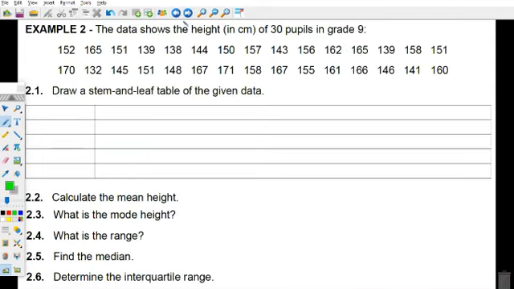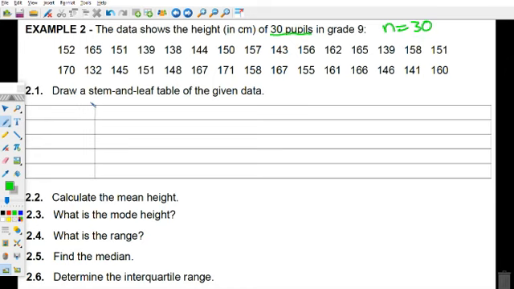Okay. Now, quickly, let's look at this one. The data shows the height in centimeters of 30 pupils in grade 9. So what is my population going to be? My N value? N is equal to 30, because they told you there's 30 pupils. So we know what my N is. Why do we need the N value? Because we need to find out my mean.